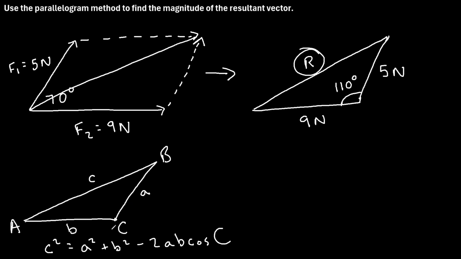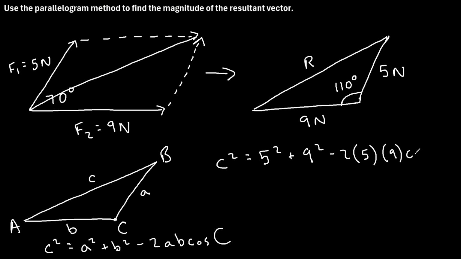So let's go ahead and just fill in all the values that we know. So we'll say C squared is equal to, in our case, A right here, A squared is 5 squared, plus we have B squared, so B in this case is 9, so we have 9 squared, minus 2 times A is 5, times B is 9, times the cosine of angle C. So angle C is 110 degrees. So if we simplify a little bit, we find C squared is equal to 25 plus 81, and this quantity turns out to be negative 30.78.